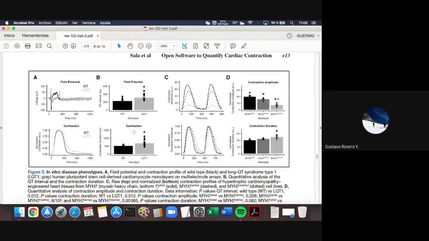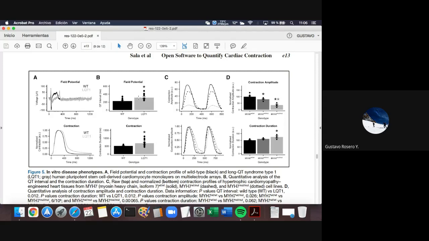Okay, and in the end also, they contrast these results with another way, the gold standard way to measure these cardiomyocytes with electricity, and this is the results in the upper part. You see the curve by electric performance, and this is the results.